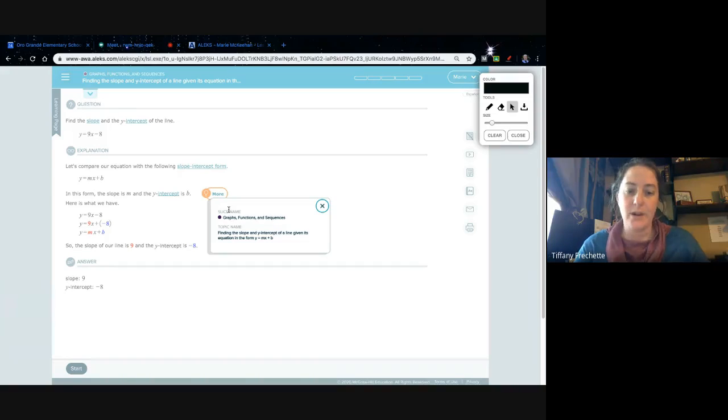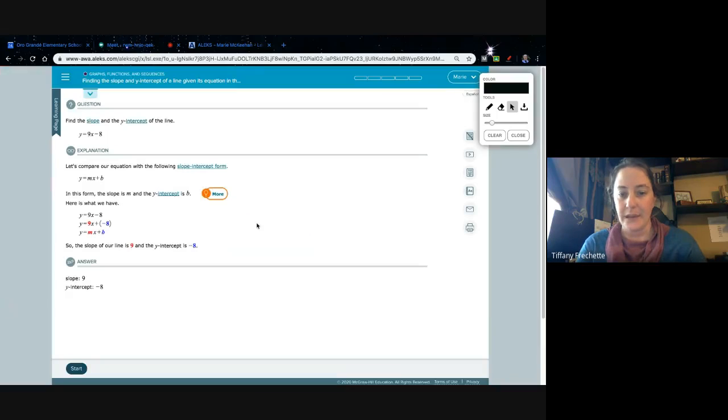Finding the slope and y-intercept of a line given its equation in the form y equals mx plus b. All right, so y equals mx plus b is slope-intercept form. So, gotta click on this.